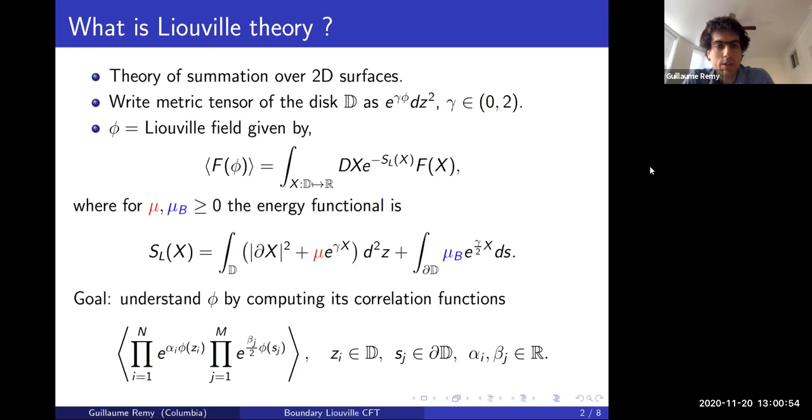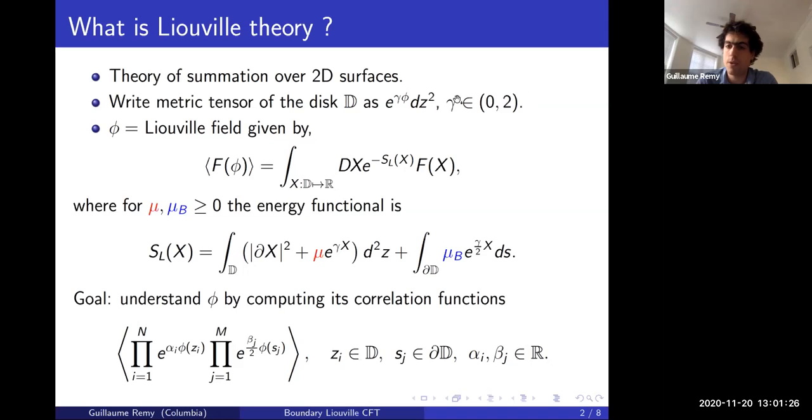It started out in physics in the 80s as a theory of summation over 2D surfaces developed by Polyakov. In a more probabilistic language, it's going to tell you what a canonical random surface should look like. Throughout this whole talk, I'll be working on the unit disk. Say you write the Riemannian metric tensor on this disk in diagonal form: Euclidean metric times a positive function, which you write e to the gamma phi.